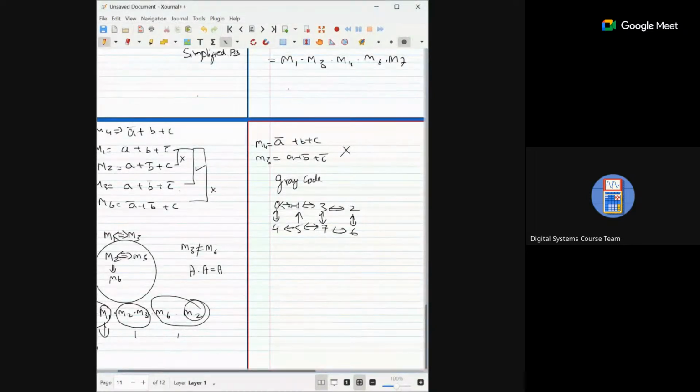Whether 1 and 7 are adjacent? No, 1 and 7 are not adjacent. Let me mark in that color. 1 and 7 are not. Similarly, 5 and 6, 0 are not. 5 and 3, no. 7 and 1, not at all possible. 6 and 3, not at all possible. Please check that one. Okay. Any question?